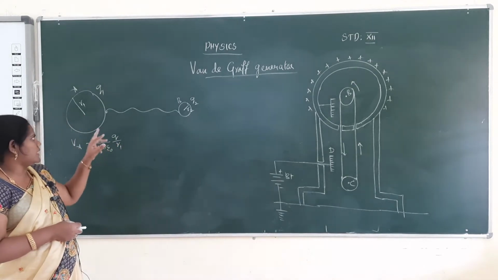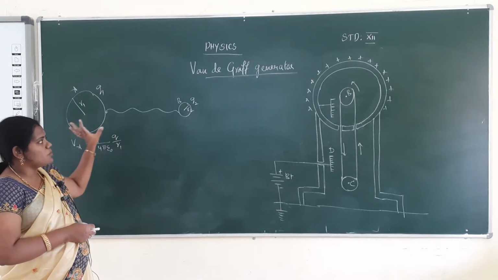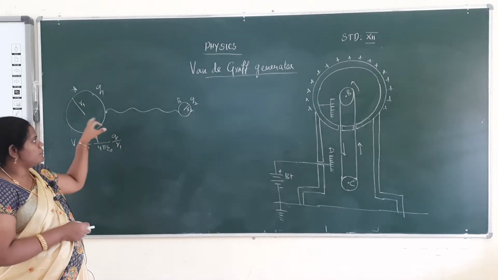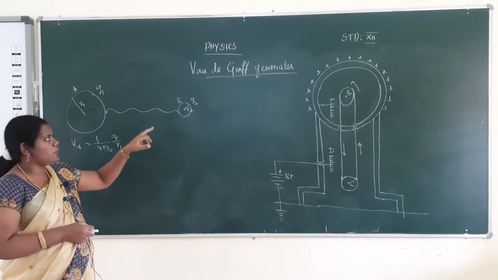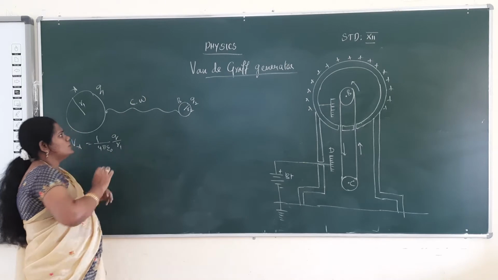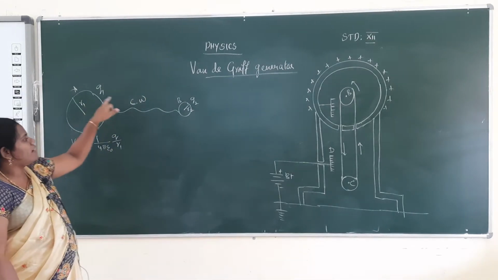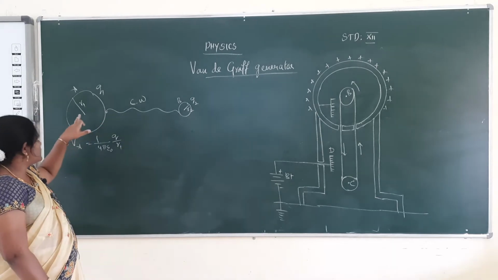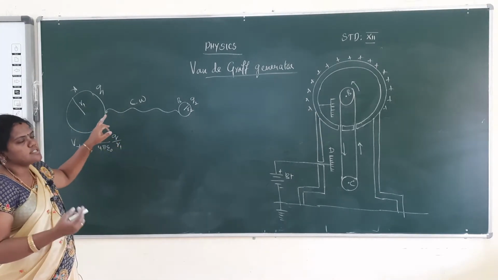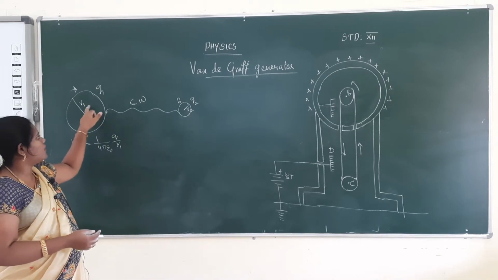We consider two conductors, A and B. The two conductors, two balls, are connected using a connecting wire. This is the connecting wire. The two conductors have the charges Q1 and Q2, and they have different radii, R1 and R2.